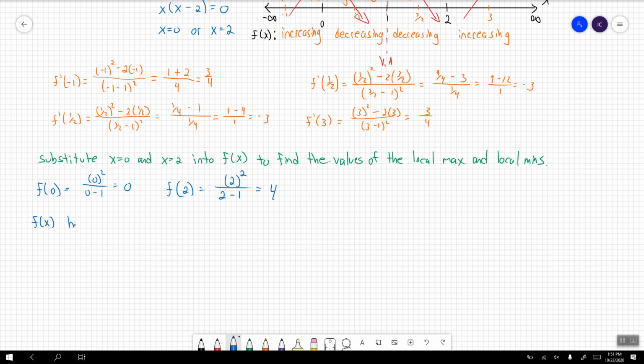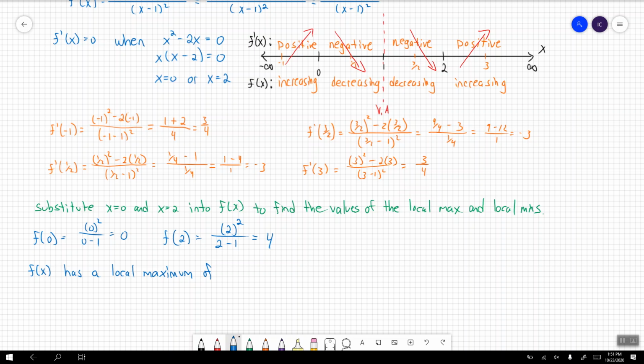F of x has a local maximum, and the local max occurred at x is equal to 0. X is equal to 0 produced a value of 0. So f of x has a local maximum of 0 and this is when x is equal to 0.